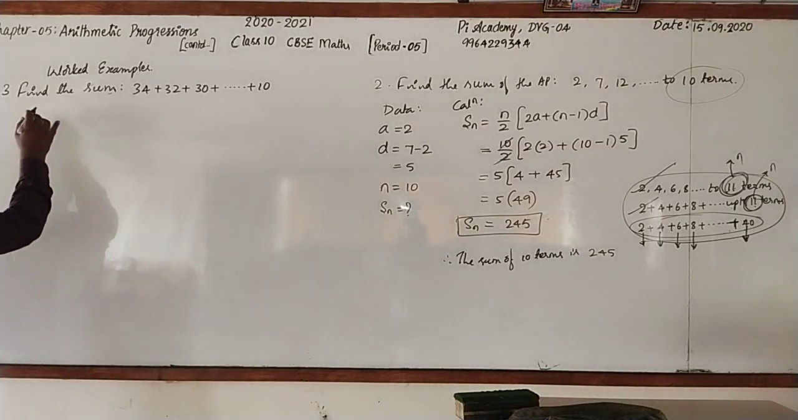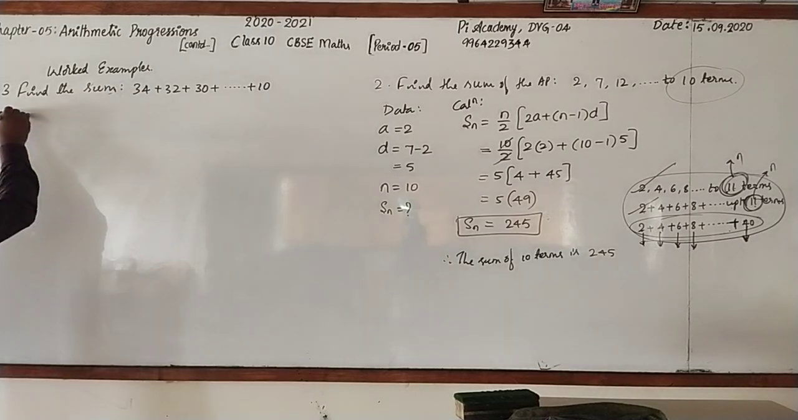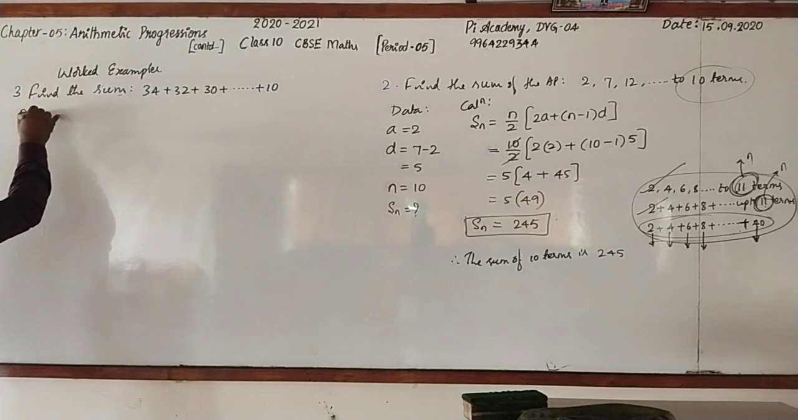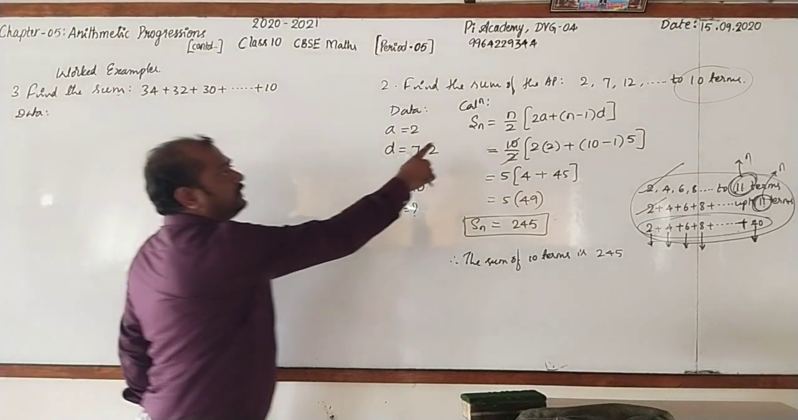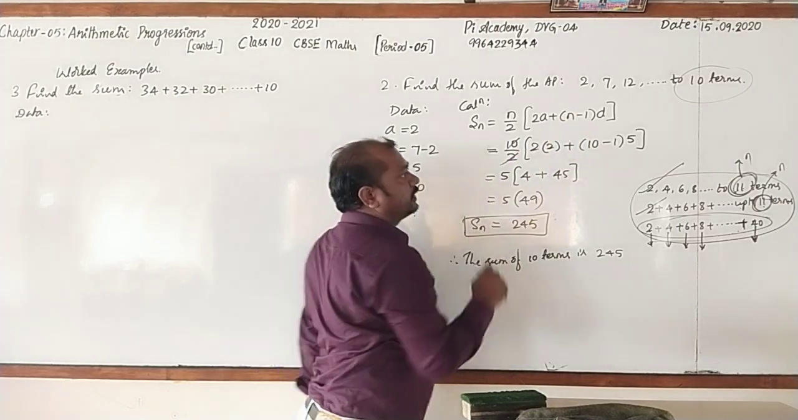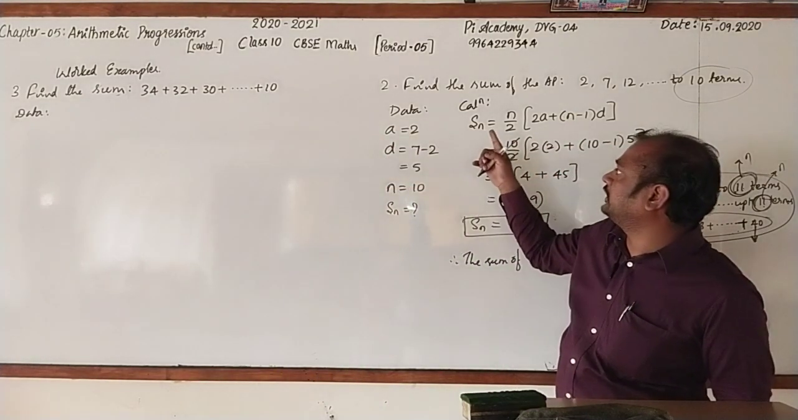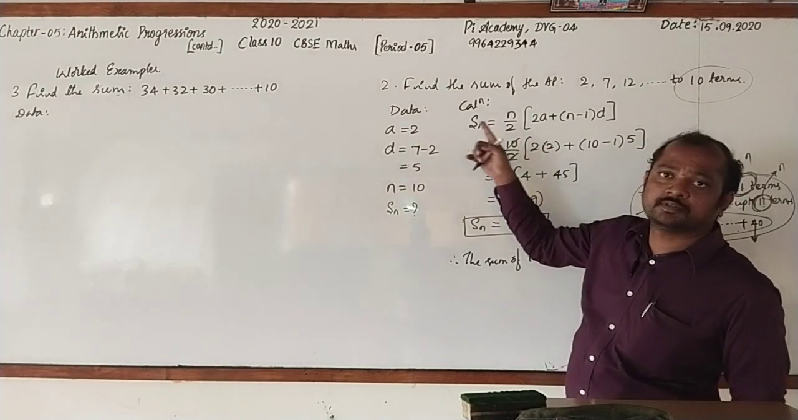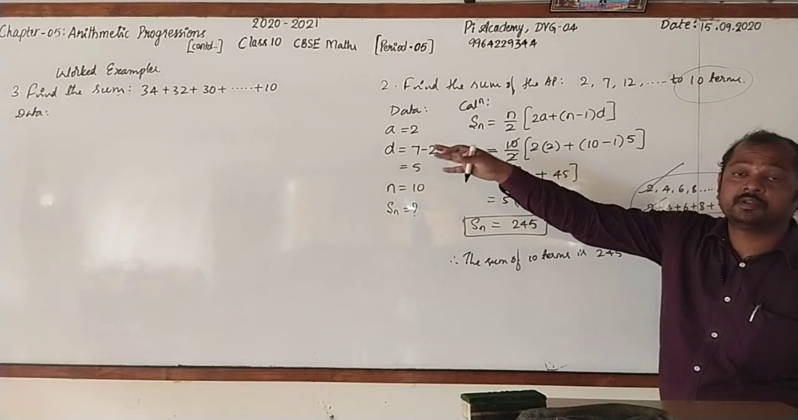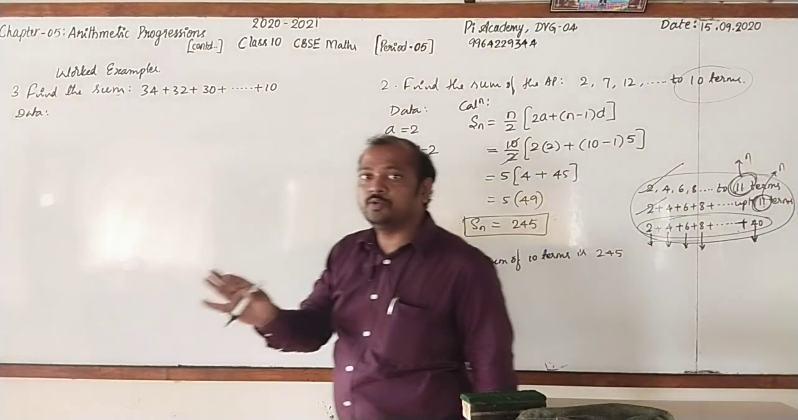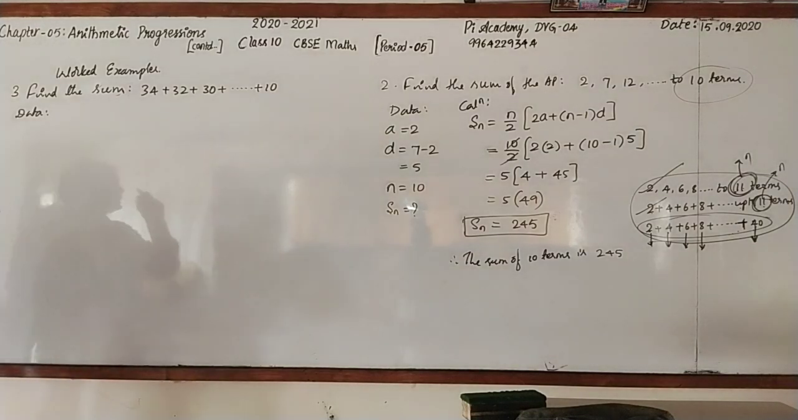Let us go for finding the sum in this. To find the sum, we must use the formula Sn equal to n by 2 into 2a plus (n minus 1) into d. Have they given a? Certainly. Then the common difference? There is. But do you know the number of terms? The number of terms is unknown. So after finding the number of terms, you can find the sum.